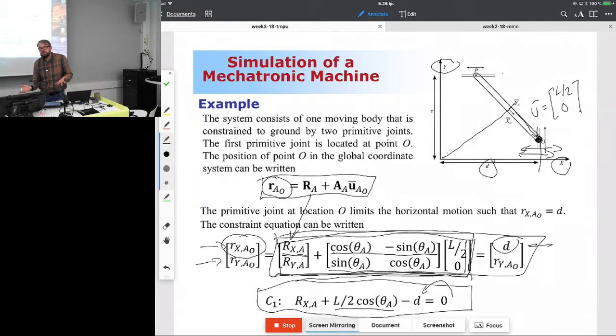Clear? One constraint equation, which eliminates the motion of this point in the global x direction. It cannot do that any longer. It always has to stay at a coordinate equal to d. Okay. Clear?